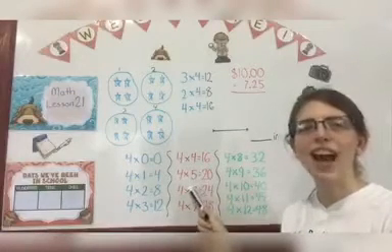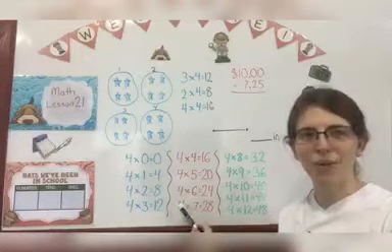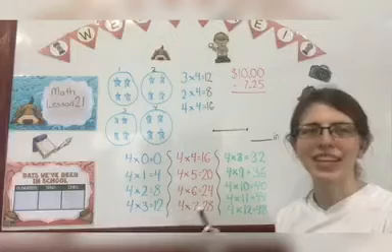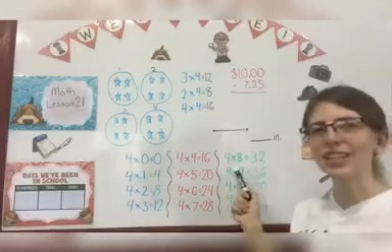4 times 5 equals 20. 4 times 6 equals 24. 4 times 7 equals 28. 4 times 8 equals 32.